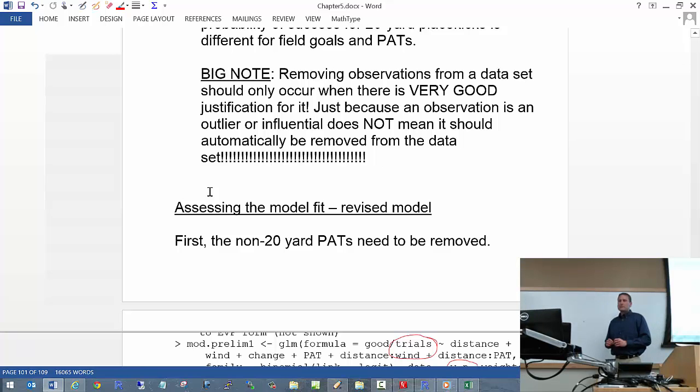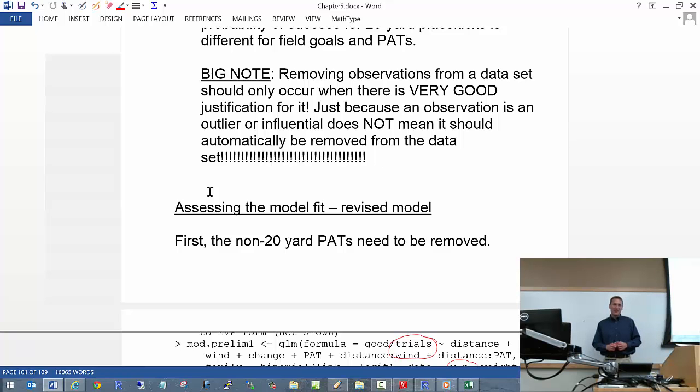Okay, so here's a big note. Removing observations from a data set, such as what I just did, should only occur when there's very good justification for it. We have good justification here. Just because an observation is an outlier or influential does not mean it should be automatically removed from the data set. And note that my shift 1 key on my computer did not get stuck there.